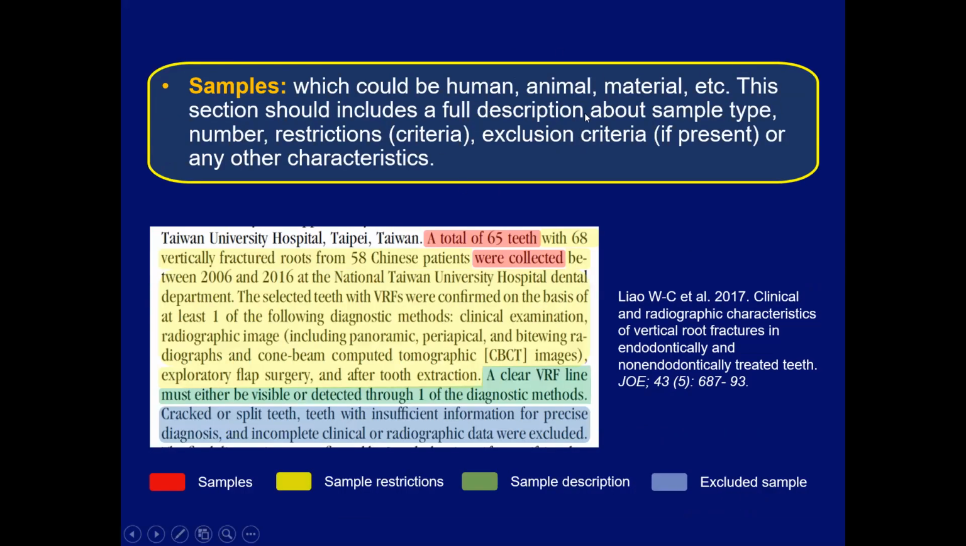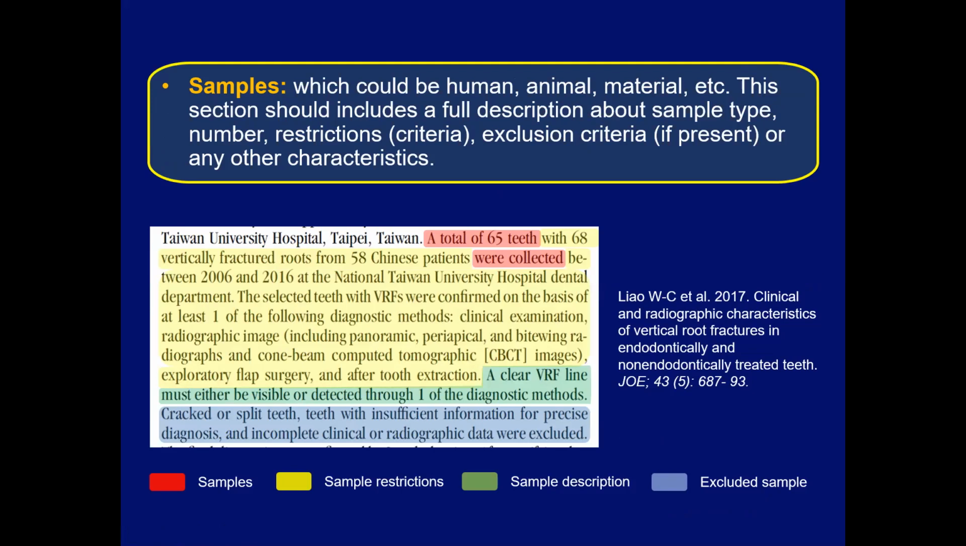As a sample description, this is very important to most readers, and even more so for publications and for reviewers. You need to mention the type of the samples, whether they belong to humans, animals, or sometimes materials, etc. This section should include a full description of the sample type.